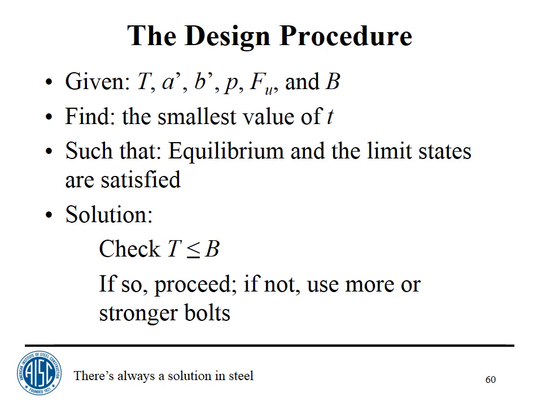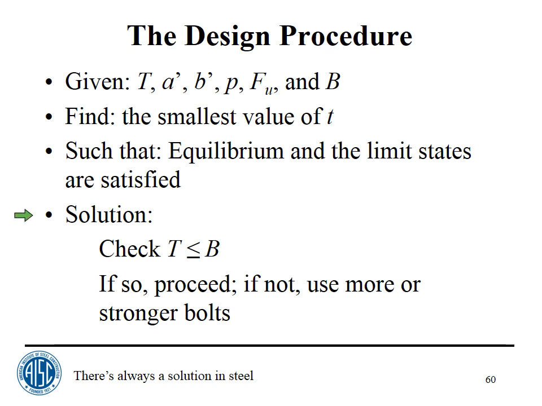But then for the design procedure, this is sort of the reciprocal. In this case, we're given a load. We're given a required strength, an applied tension per bolt. We're given A and B, A prime and B prime again, P, the tributary length per bolt, the strength of the fitting, and the strength of the bolts. What we're looking for now is the smallest value of T that will carry this required load, this required strength, such that equilibrium and the limit states are satisfied. We have equilibrium and the limit states, a lower bound solution.